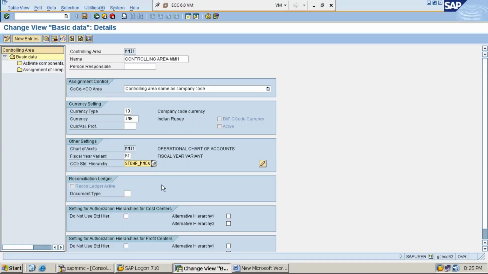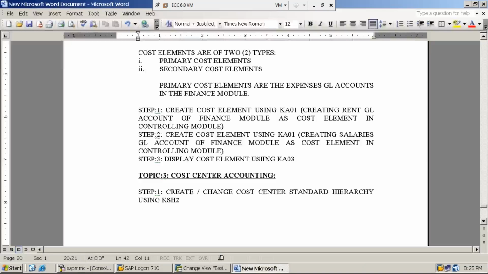So what is this cost center standard hierarchy? At the point when we were giving this code, I mentioned that later on I would explain it. What is a cost center? What is a standard hierarchy? What is the cost center standard hierarchy? Critical points before we complete this step.